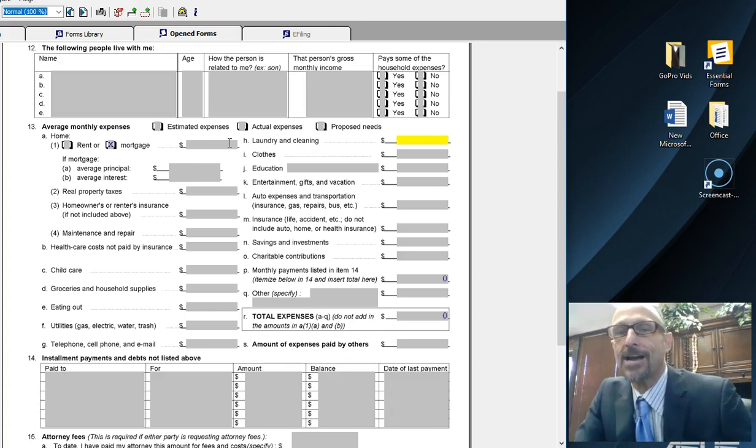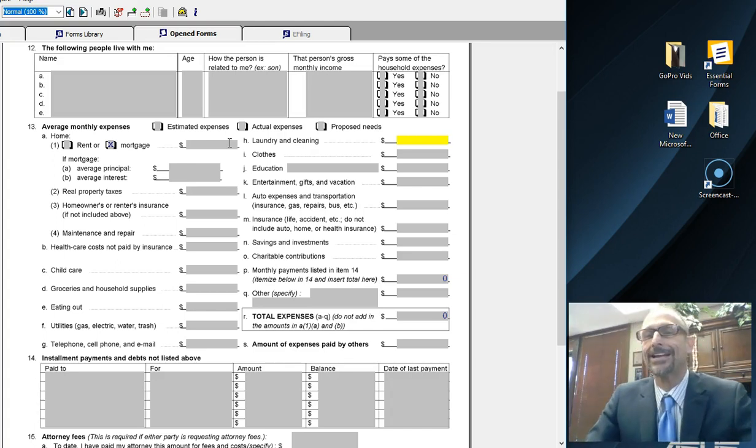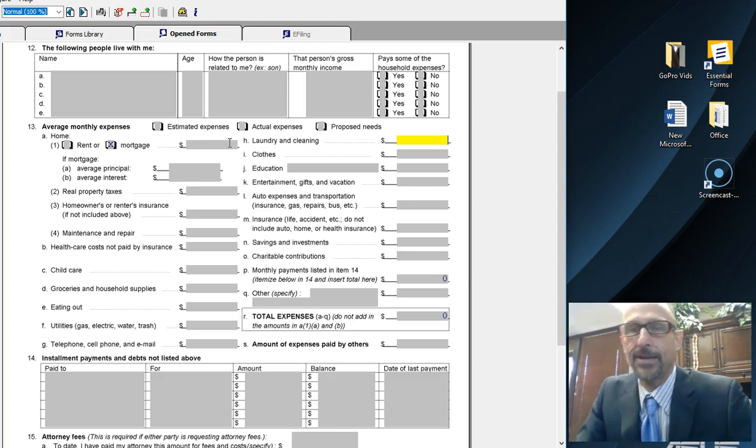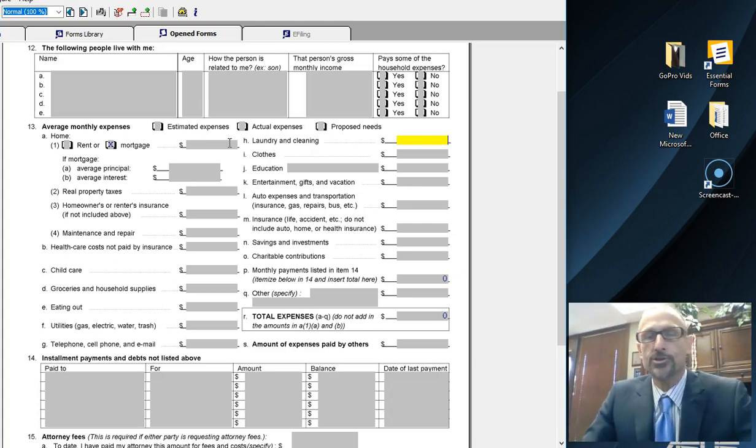Laundry and cleaning, back to the top over on the right. H, laundry and cleaning, that's dry cleaning, those kinds of things. If we're just talking about laundry soap and detergent, those kinds of things, that probably falls under D, groceries and household supplies. Next line is clothing. That's an average that you spend per month on clothing. That's for your kids, you, yourself, all included.